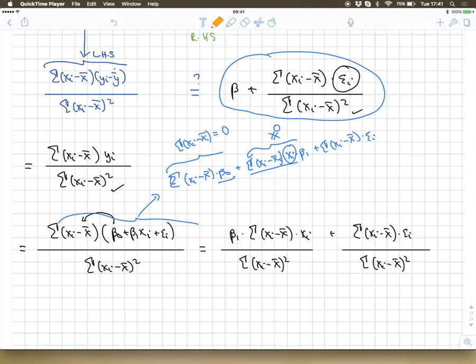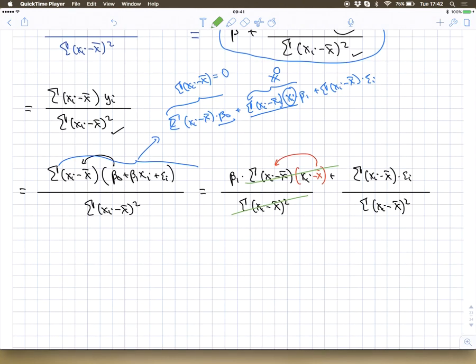Because if I were to add here a minus x bar, nothing would happen to the denominator because x bar being multiplied by this would simply be a 0. Okay? So those two things are indeed the same, so I could cancel them. Cancel, cancel, and I'm back to what I wanted to prove. Beta 1 plus the error term. And that's how I show it.